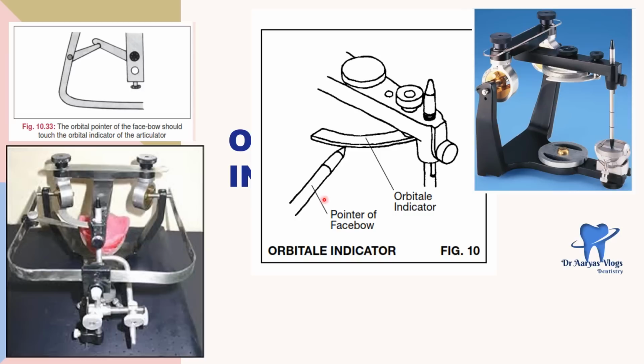This crescent represents the patient's infraorbital notch, and it is the anterior reference landmark for the Frankfurt horizontal plane. So when used with the orbital pointer on a facebow, it provides an anatomical vertical orientation for the upper arch. That is the use of any average reference lines on the incisor plane.